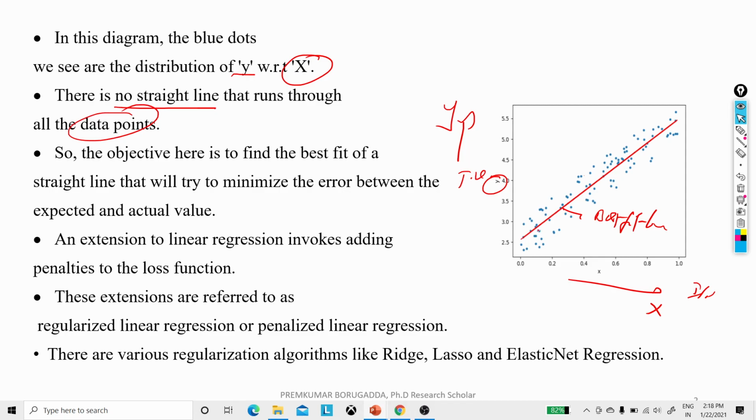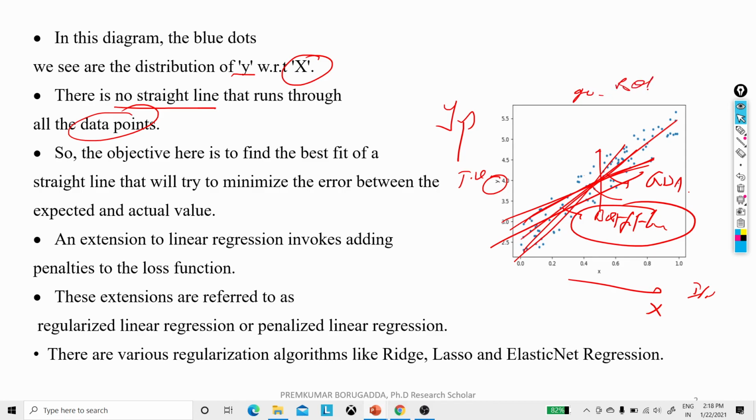There is no straight line that runs through all the data points. The best fit line we can get through the gradient descent algorithm. Among so many lines, the gradient descent algorithm will choose the one best fit line. The best fit line gives the best parameters, like the m value and b value. Among so many lines, the line giving the optimum values of m and b is the best fit line.